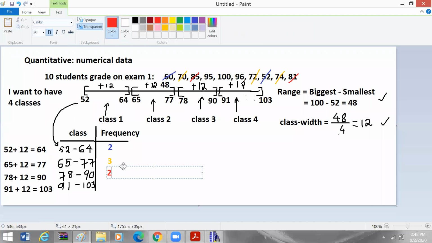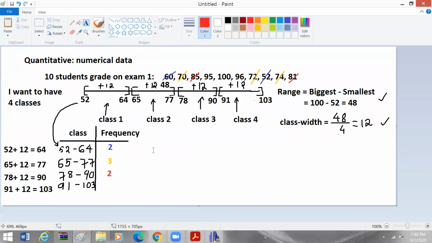So I use a different marker for this. And finally, how many data sets fall within 91 and 103? So we get 3 of them, right? So I'm going to use a different marker, and I will use this.